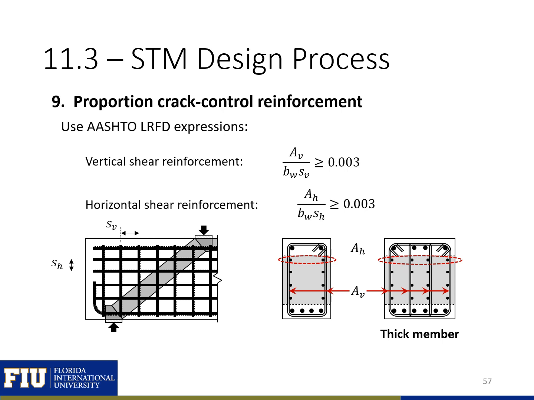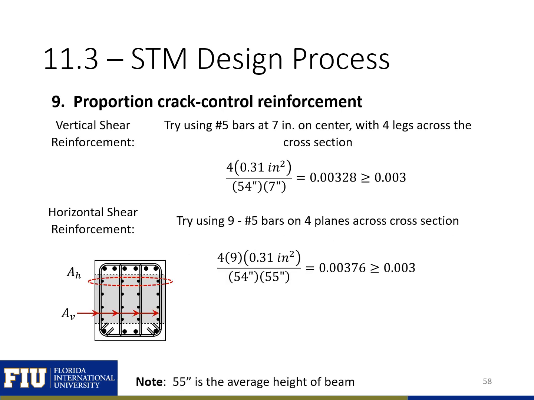Using AASHTO LRFD, we need to ensure sufficient vertical and horizontal shear reinforcement. Since this is a wide member, we're going to distribute the reinforcement with 4 legs across the cross-section. For the vertical reinforcement, we'll try using number 5 bars spaced at 7 inches on center across the cross-section width, with 4 legs across the cross-section width. So we have 4 number 5 bars divided by 54 inches, our bw, and divided by 7, which is our spacing, which we can see gives a sufficient reinforcement ratio here.